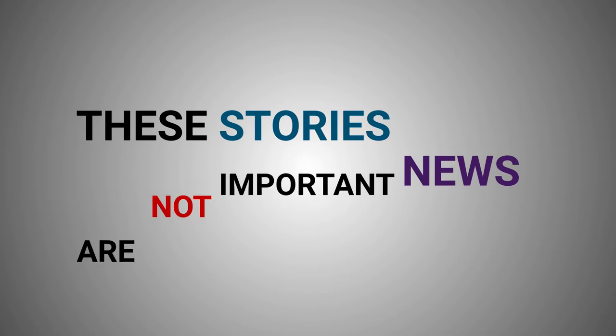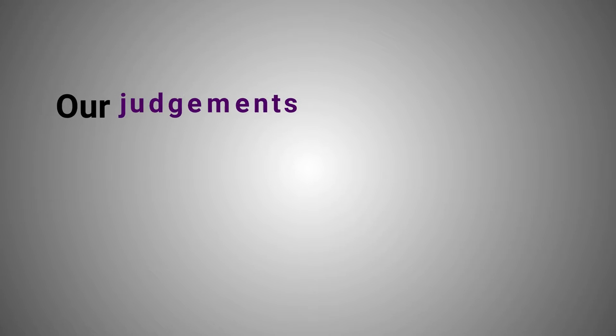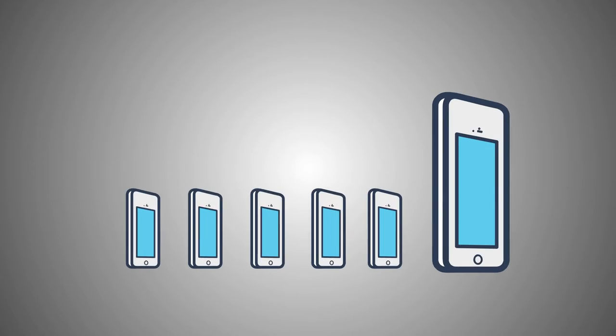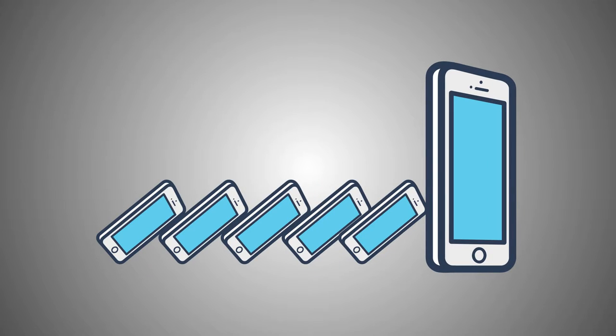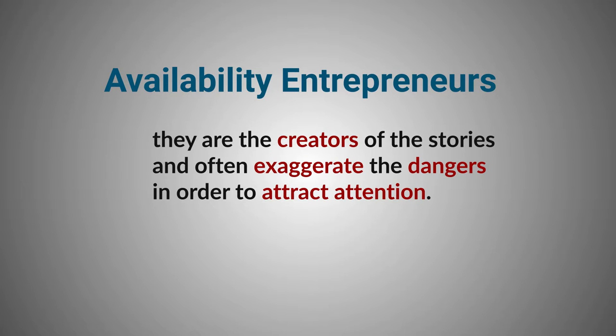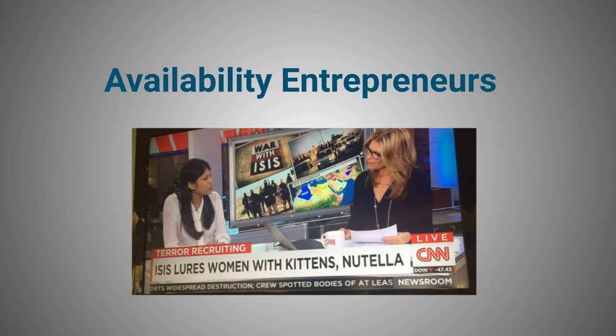These stories need not be the most important news, but that doesn't matter. Why? Because our judgments are subject to an availability cascade. These cascades start a chain reaction that turns small events into big problems. At the heart of these events are the availability entrepreneurs, or in this case, the media. They are the creators of the stories and often exaggerate the dangers in order to attract attention. These entrepreneurs inspire an emotional reaction, which cause an event to come to mind much easier than issues which do not. The result? Public panic and government action.